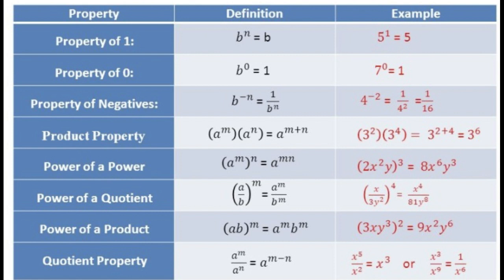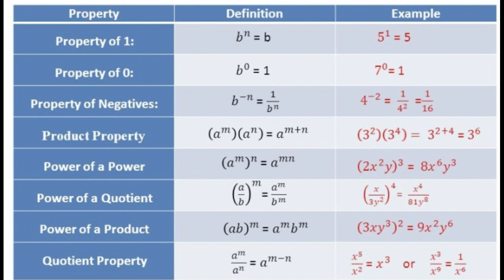Moving on to the product property of exponents, we have here that a to the m times a to the n equals a to the m plus n. So it's saying whenever you have a number raised to an exponent being multiplied by the same number with a different exponent, it's the same thing as saying that number raised to those two exponents added together. So the example they give is 3 squared multiplied by 3 to the 4th power equals 3 to the 2 plus 4th power, which is 6, so 3 to the 6th power.